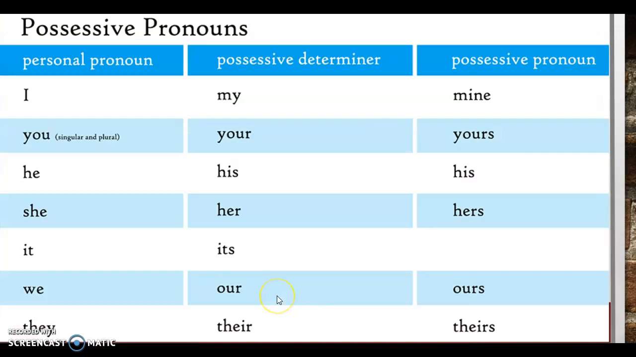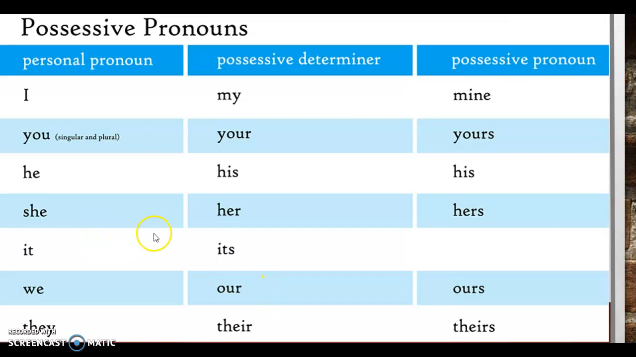It's very hot. Okay, so possessive pronouns. Personal pronouns: I, you, he, she, it, we, they. Possessive determiners or adjectives: my, your, his, her, its, our, and their. In possessive pronouns, it is mine. See how it is? I, mine. Then yours, you add s. His, hers, its, ours, theirs.